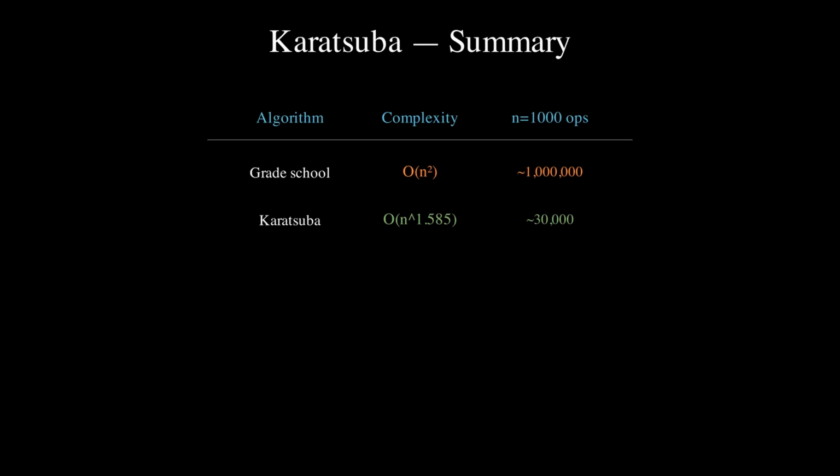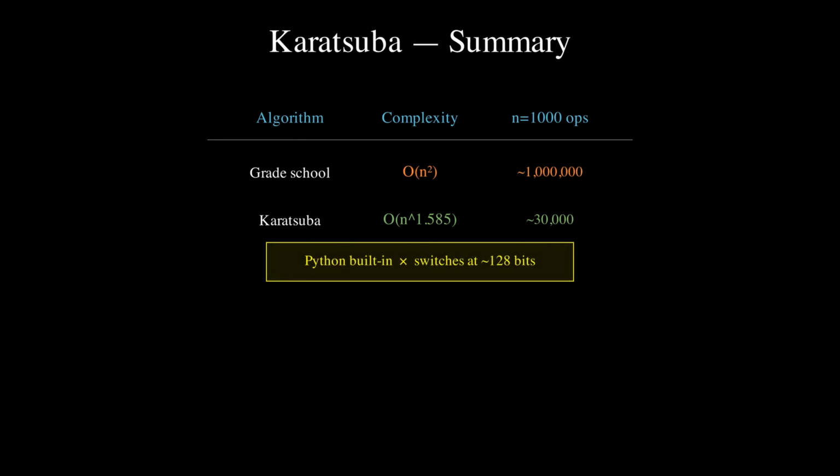The practical gap is enormous. For 1,000-digit numbers, O of n squared requires roughly 1 million operations, while Karatsuba needs only about 30,000. Python's built-in multiplication operator switches automatically to Karatsuba near 128 bits. That is precisely the crossover where the reduced exponent outweighs the overhead of the extra additions.